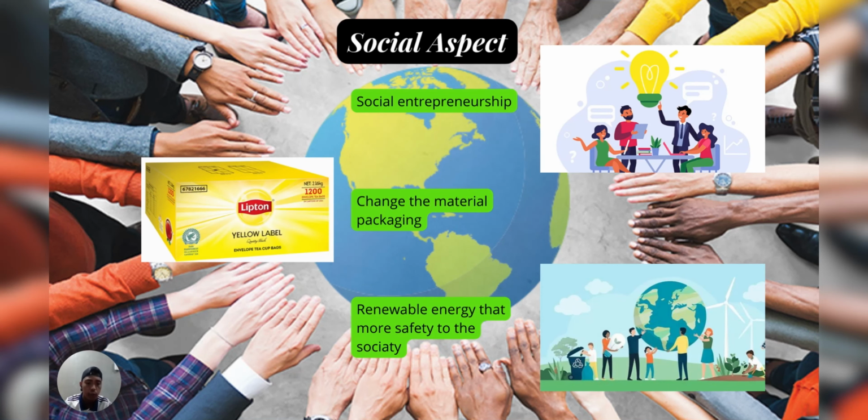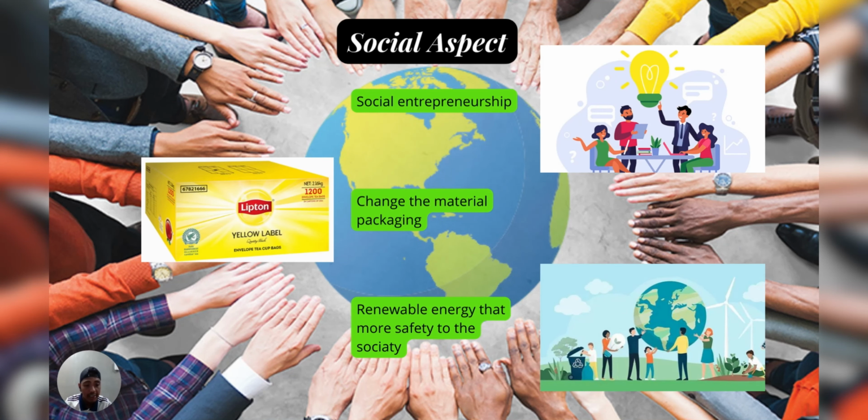The next point is changing the material packaging. This is because, as we know, the previous packaging for Lipton tea is plastic. Plastic is a material that is hard to biodegrade, so it will increase land pollution, air and water pollution, and landfill. So, to overcome this problem and get a better environment for society, we changed to box packaging that is much easier to biodegrade and gives less negative impact on the environment.